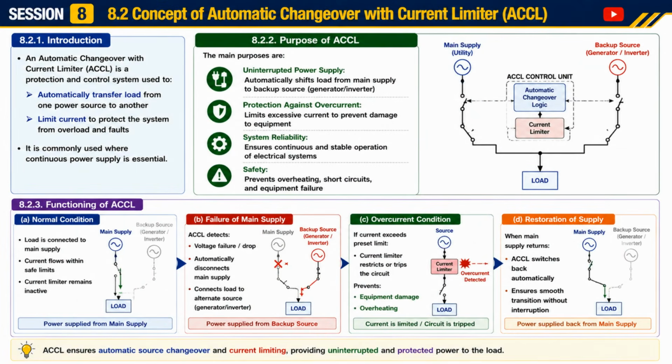C. Overcurrent condition. If the current exceeds the preset limit, the current limiter operates. It restricts or disconnects the current. This protects the system from overheating and equipment damage.